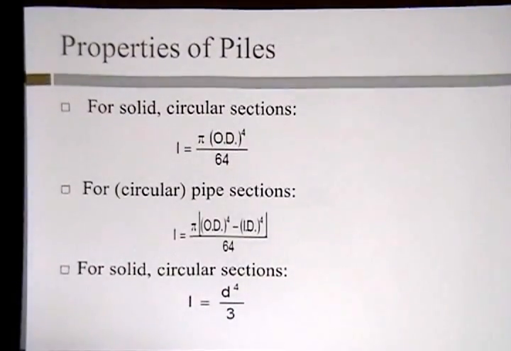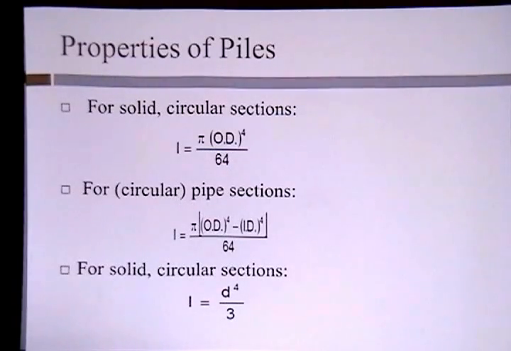Under combined axial and bending loading, the pile area A, the stiffness or moment of inertia I, and the distance from the neutral axis to the edge of the section C must be defined to check maximum stress.